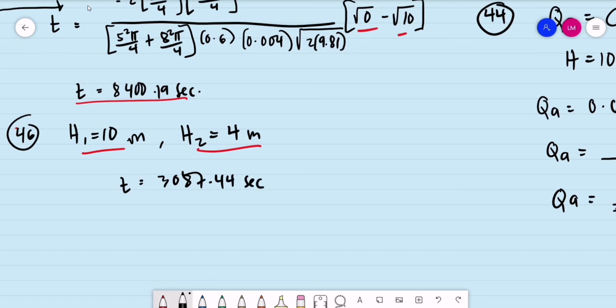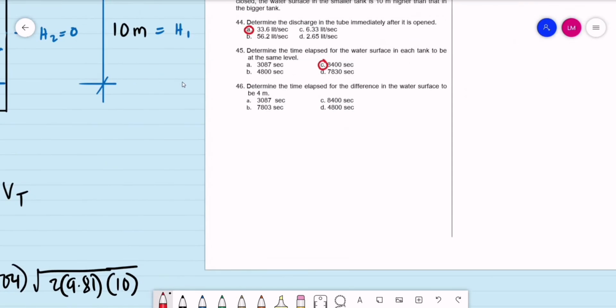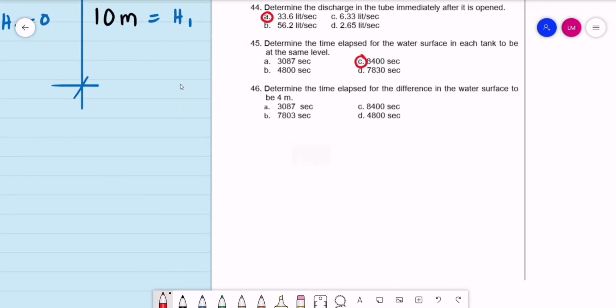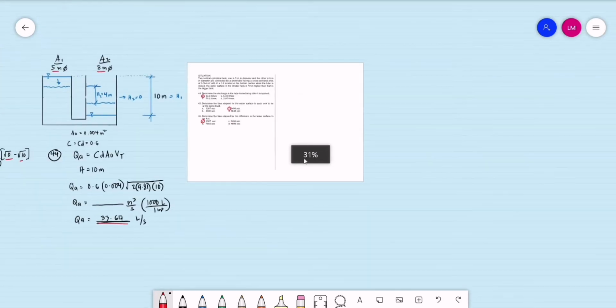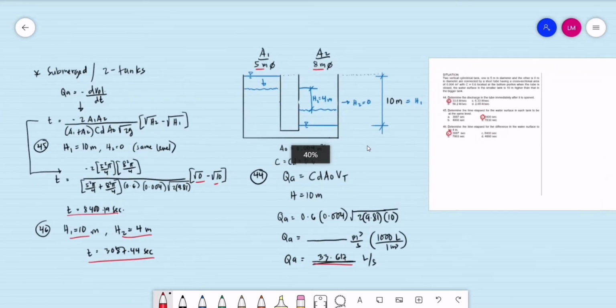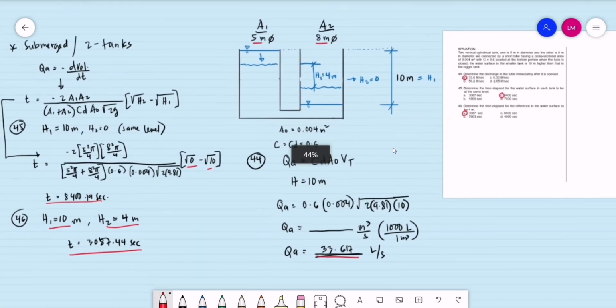We have the total time is 3,087.44 seconds. Okay, tingnan natin if we have this value sa choices. Question number 46. 3,087, that will be letter A tayo. So, ito yung solution natin for problem number 44 to 46. Lumabas na rin ito one time sa board exam.